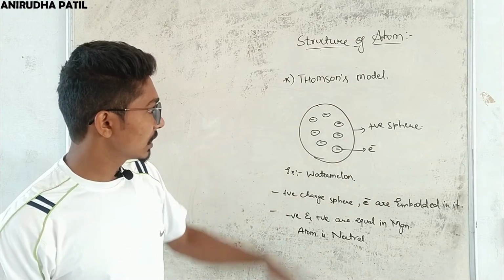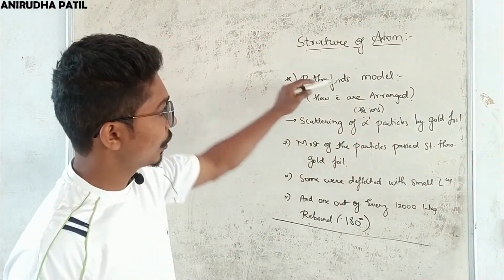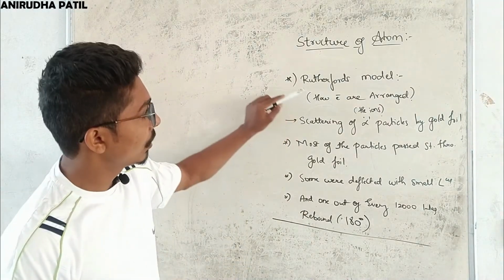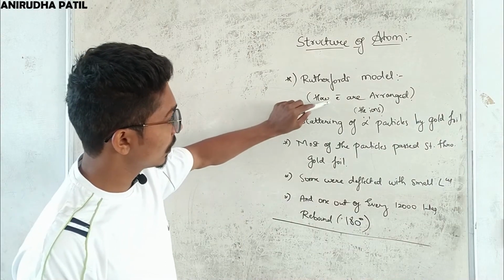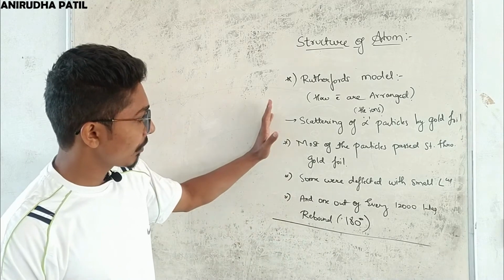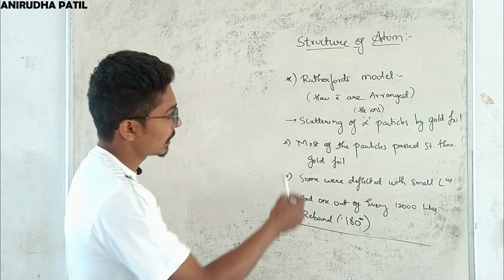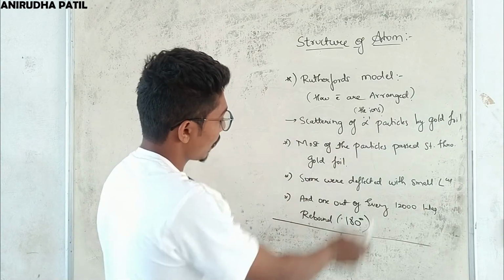So we will see the next model, that is Rutherford's model. Okay, so Rutherford's model is based on alpha ray scattering. Okay, and he did the experiment because he was interested in knowing how electrons are arranged in an atom. So he experimented with the concept of alpha ray scattering, and he got the following results. Okay, and alpha particles are nothing but helium ions.